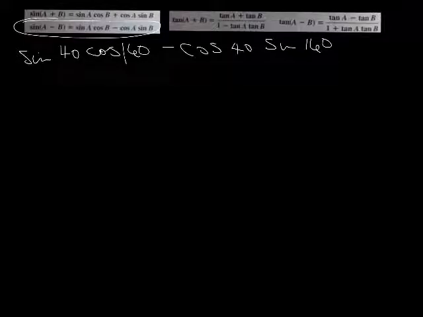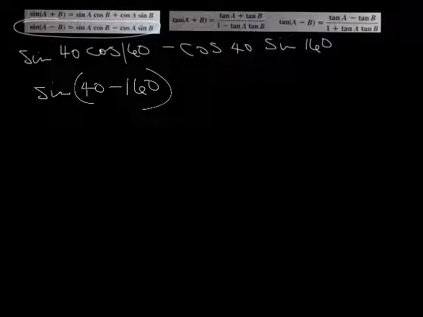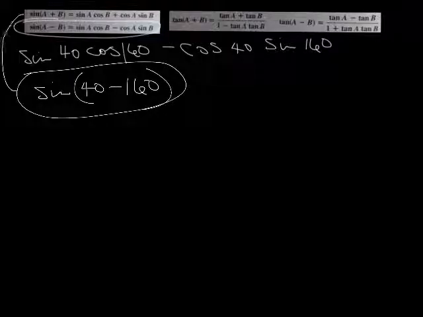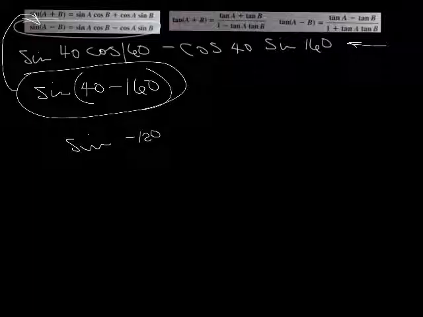Alright, so that will equal this part right here, the sine of A, which is going to be 40, minus the B part of it, which is the 160. So that ends up being sine of A minus B. So when we take this, that's what this is right here, and we got it from this here. So we have the sine of negative 120.